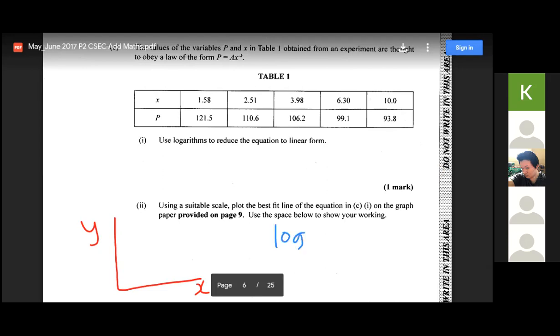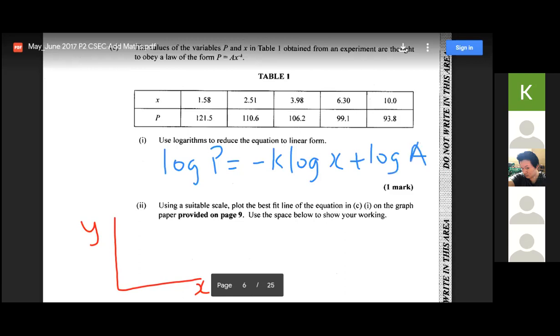That's the answer. Let me just write it in part A. So log of P is equal to minus K log of X plus log of capital A, right? We said this is the linear form. When plotting a graph, you need to be able to determine what you're going to plot on the y-axis and what you're going to plot on the x-axis. And that is why it's really important for you to know how to identify y, m, x, and c.